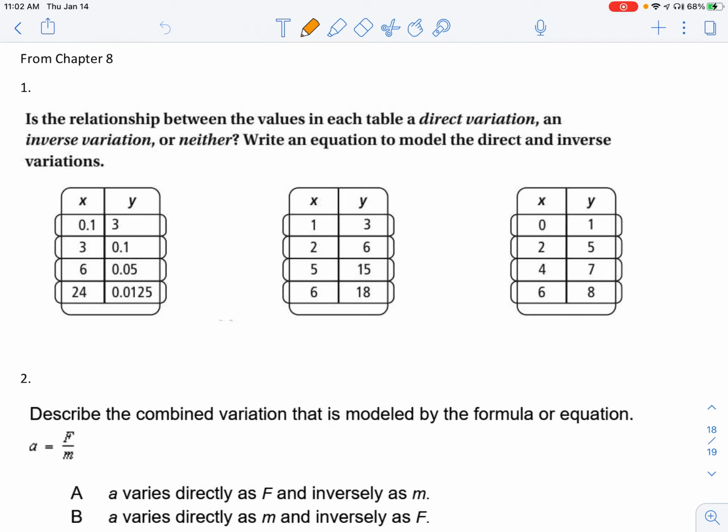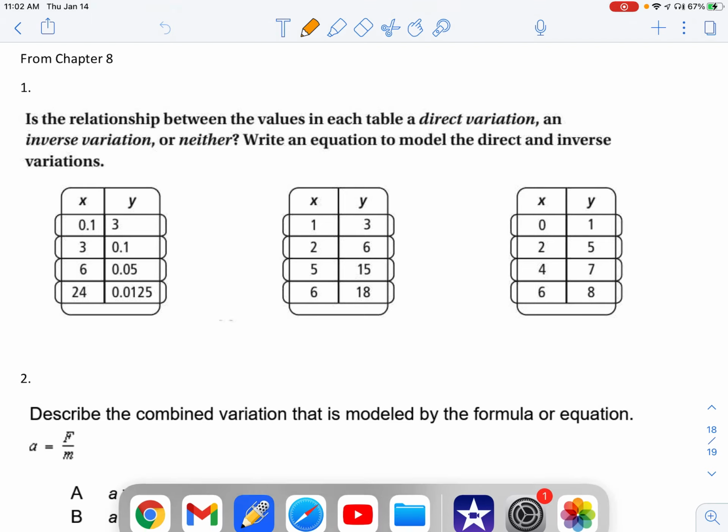What is the relationship between the values? Is it direct? Is it inverse? Or neither? Write an equation to model it if it's direct or inverse. We cannot write an equation if it's not. So what we're going to go through, guys, is we're going to see if there's a pattern.